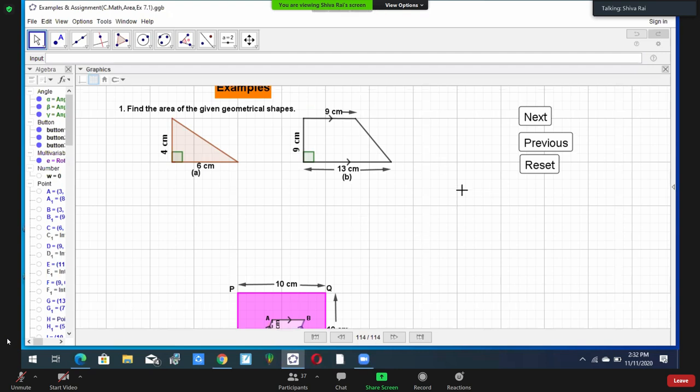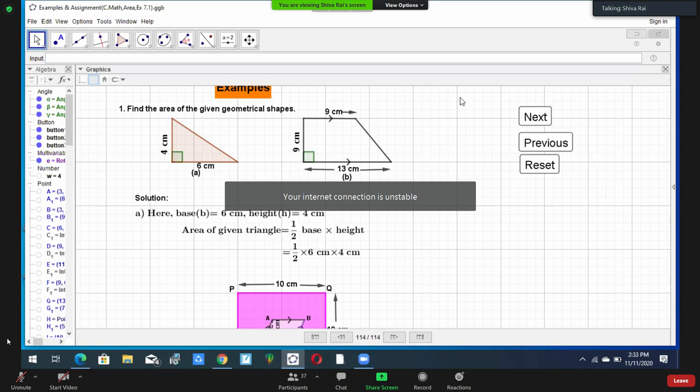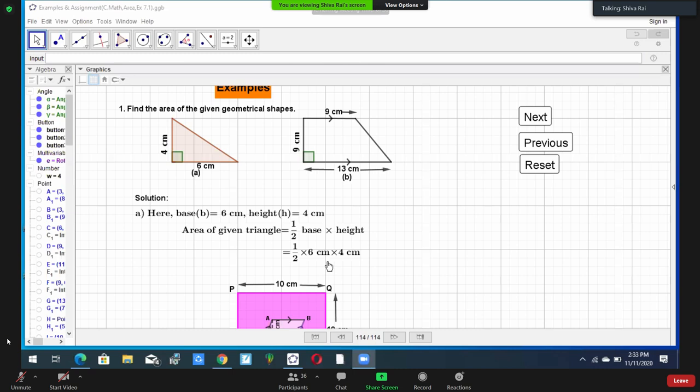Okay, let's see here number 1. How to solve it? Using the formula, very easy. Okay, solution. Here base B equal to 6 centimeter, height H equal to 4 centimeter. So here area of given triangle is equal to half base into height. Already you know. Substitute the value of base and height: base equal to 6 centimeter, height equal to 4 centimeter.